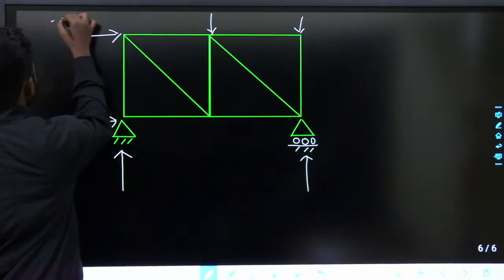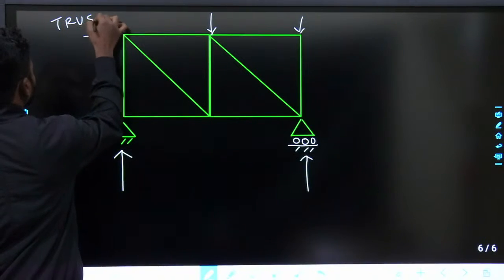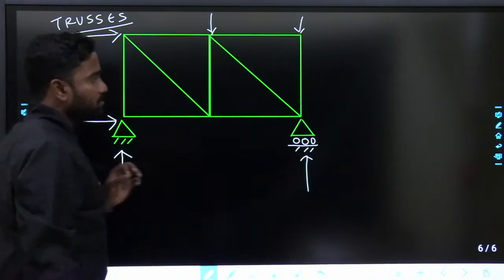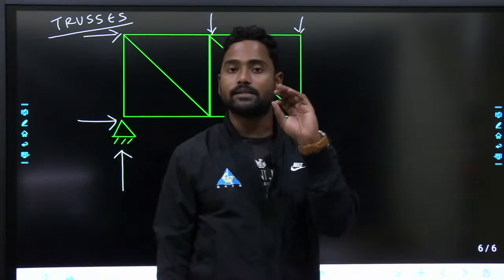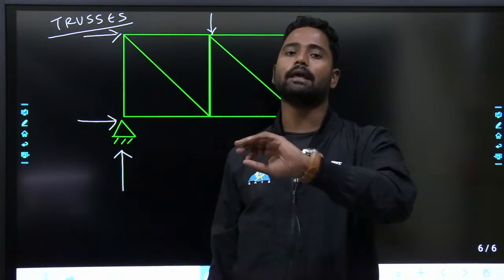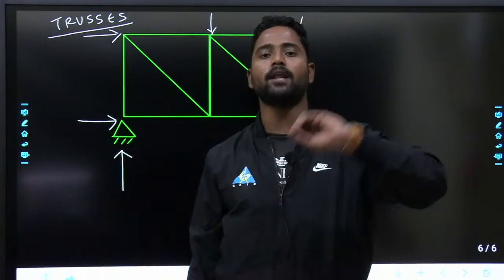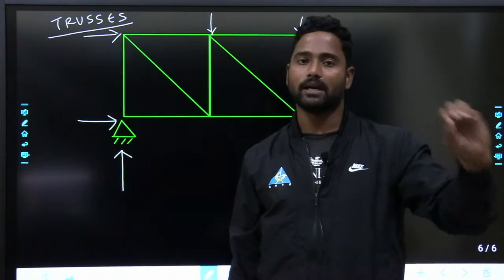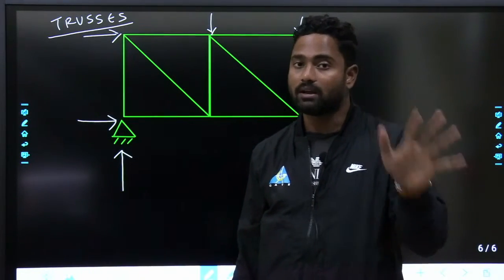In the trusses I am discussing right now, the members will take only axial loads. They will not take any bending. If it takes bending moments, then it is called a frame. It will not be called a truss. Please be very clear with it.